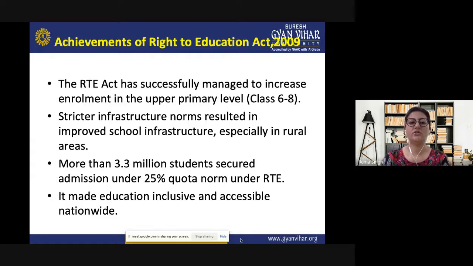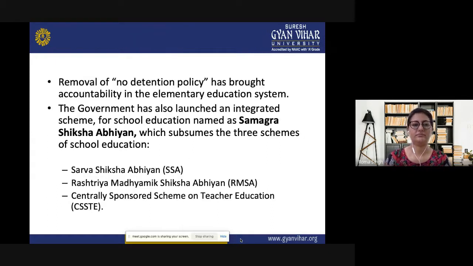Stricter infrastructure norms resulted in improved school infrastructure, especially in the rural areas where the schools do not have their own buildings and are running in rented buildings. More than 3.3 million students secured admission under the 25% quota norm set up by this Act under RTE. It made education inclusive and accessible nationwide. Removal of the no detention policy has brought accountability in the elementary education system.